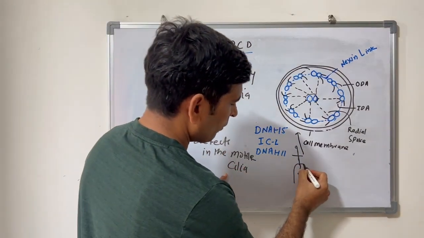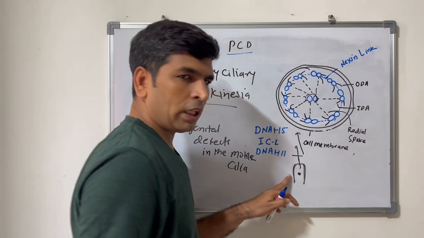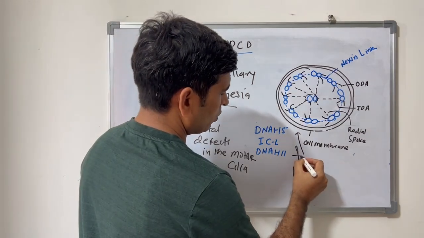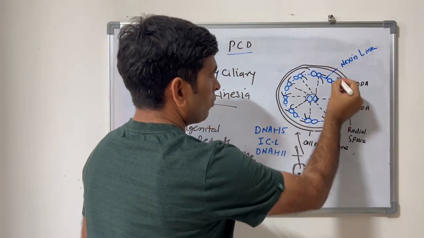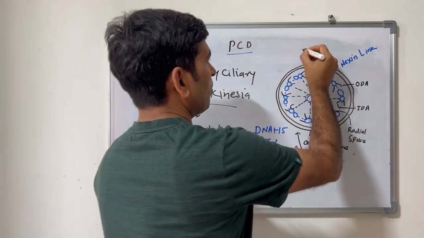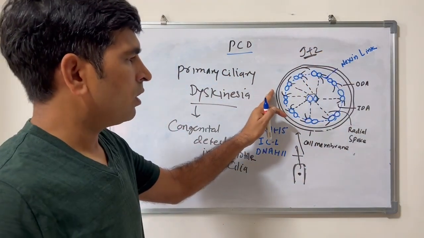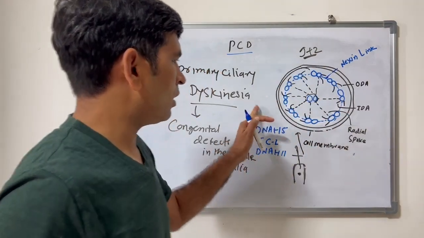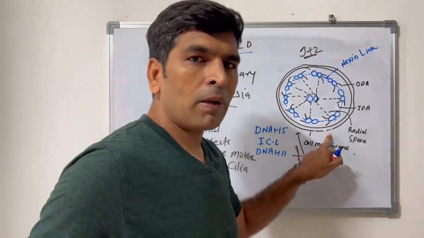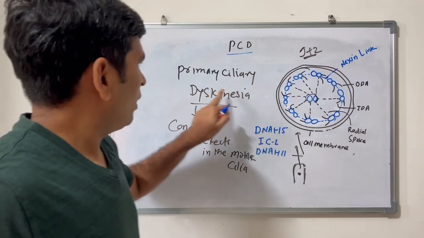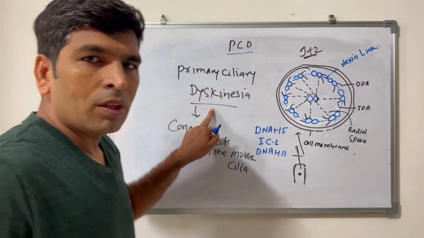This is the mucosa of the airway and this is the cilia. The normal structure of cilia is 9 plus 2 microtubules. Any disruption of this normal microtubule structure leads to primary ciliary dyskinesia.